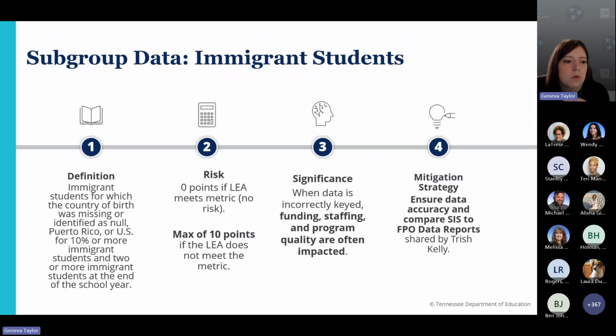For immigrant students, we want to make sure that all students have a country of birth listed. If you have a country of birth missing, that will earn some risk points here. If you have marked a student who was born in Puerto Rico or in the United States as an immigrant, then that would also add to your risk here. We again want to make sure that our data is accurate. You can compare it to your student information system and to the data reports that's shared by the lovely Trish Kelly.